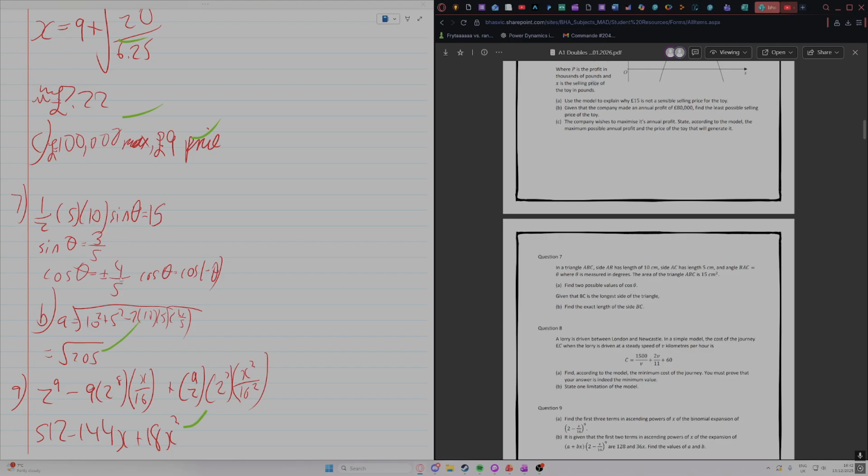But because cos theta is even, so it repeats on the positive side and the negative side of the x-axis, it will be minus 4/5 as well, because there are two possible values of cos theta. So cos theta is 4/5, and negative 4/5. Yeah, I think that's how it works, sorry.